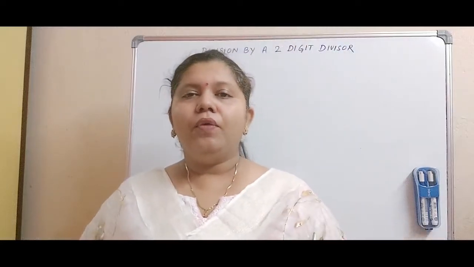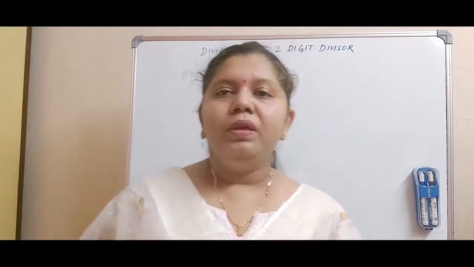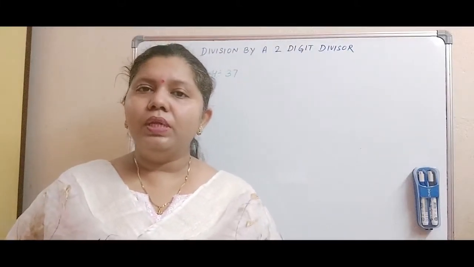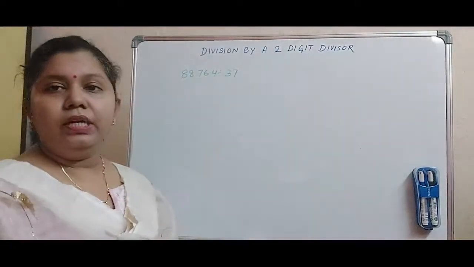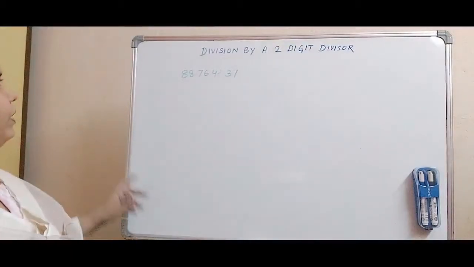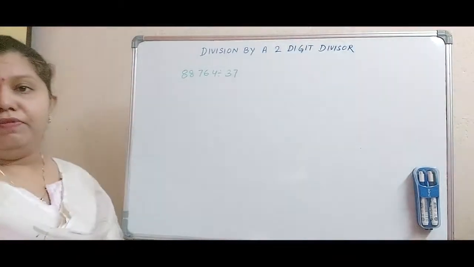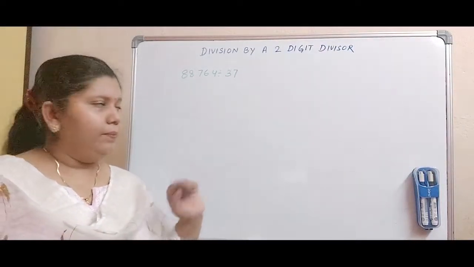Students, today our topic is division by a two-digit divisor. Earlier, whatever questions we have done were only with a single-digit divisor. Today we are going to deal with a two-digit divisor. I have an example over here: 88,764 divided by 37. So how are we going to do the division here?